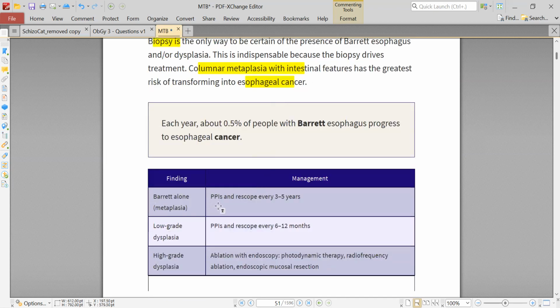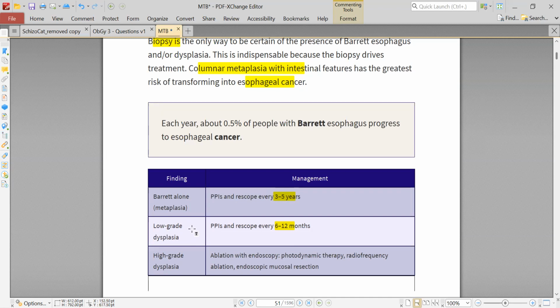Barrett's esophagus alone is a pre-malignant condition. So here we use proton pump inhibitors, with endoscopy every 3 to 5 years. Then for low grade dysplasia, we use proton pump inhibitors and endoscopy should be done every 6 to 12 months. If it is a lower dysplasia, then every 6 months you have to do the endoscopy.